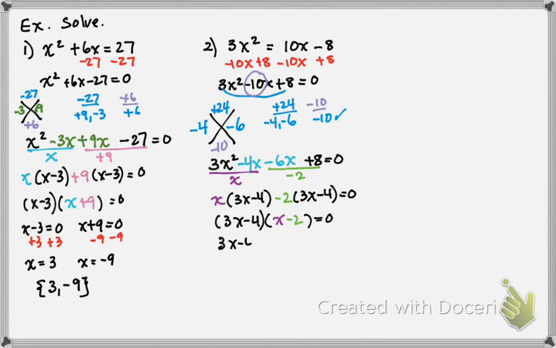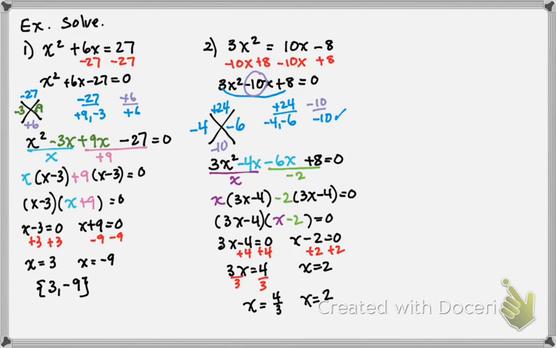So we have 3x minus 4 equals 0, and x minus 2 equals 0, and then we do inverse operations to solve. We're adding 4 to both sides on the left one, adding 2 to both sides on the right one. That gives me 3x equals 4, and x equals 2. Then I have to go one more step and divide both sides by 3. So yes, it is okay to have non-integer values as long as they're real numbers. So I get x equals 4/3 and x equals 2. The solution set contains both 4/3 and 2.